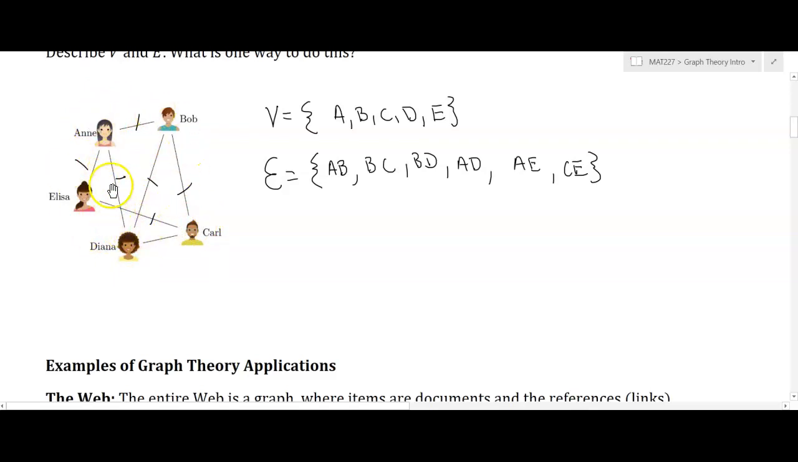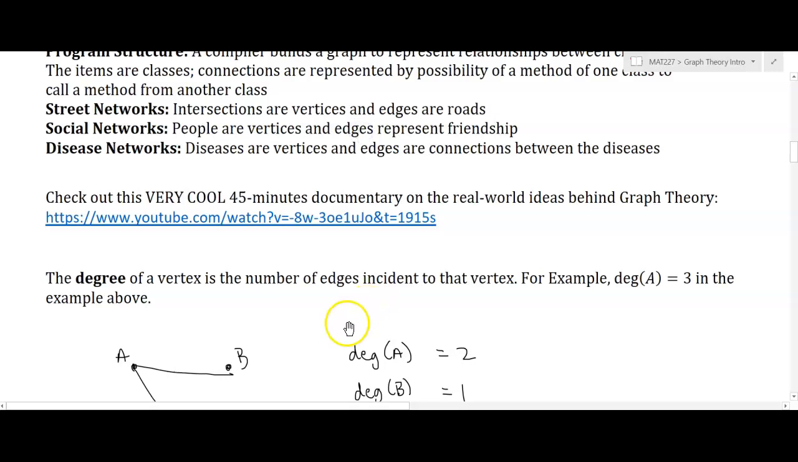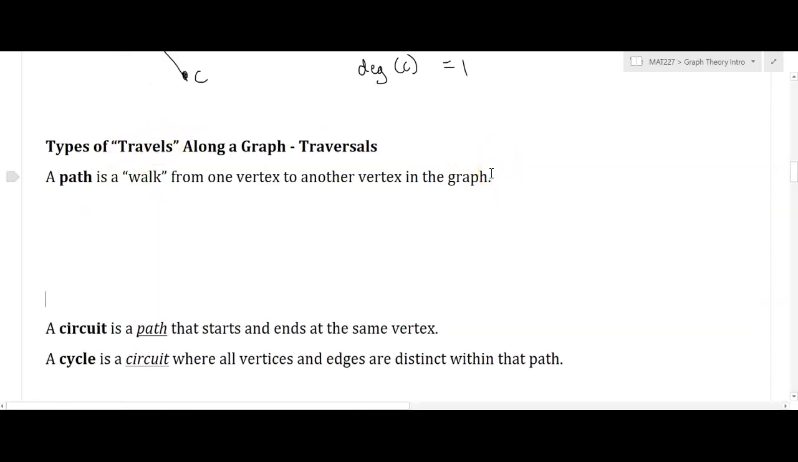Now, I'm not physically traveling to that person. This is not how far they are spaced apart. This is just an arbitrary sketch of how they are related. So when we talk about travel, it does not have to mean physical travel, although in the example of streets and intersections, it could mean just that. So there are different types of travel, and the simplest type of travel is a path.